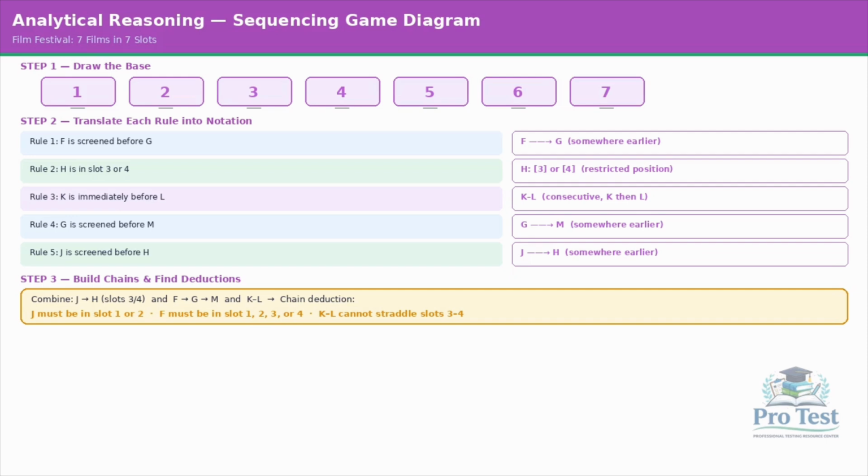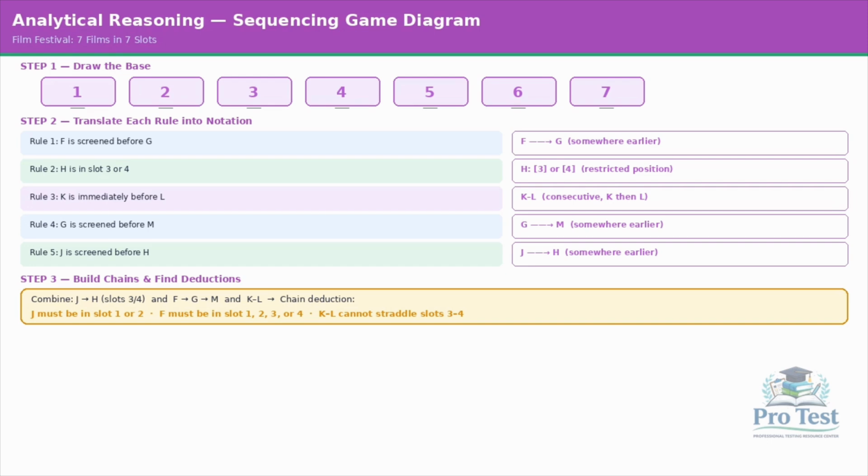Step 1. Draw your base, a numbered row of slots from 1 to however many positions exist. Step 2. Read each rule and translate it into a visual notation directly above or below the base. A rule like K comes before L becomes K dash dash L with an arrow. A rule like H is in slot 3 or 4 becomes H with a bracket showing slots 3 and 4. Step 3. Combine rules that share an entity into chains. If K is before L and L is before M, chain them, K, L, M in sequence.